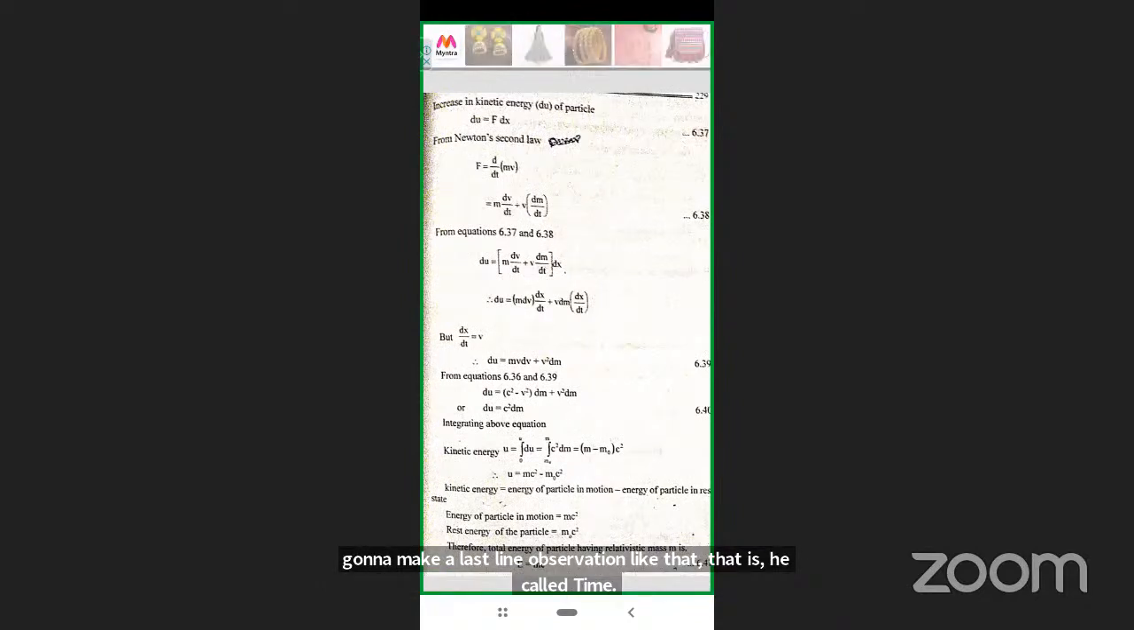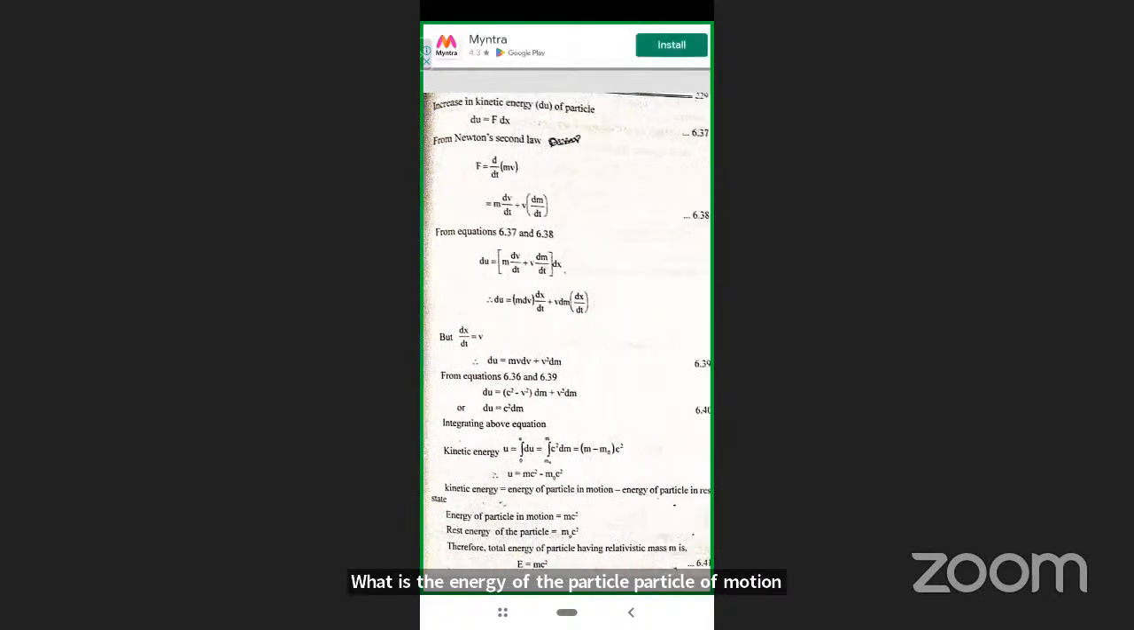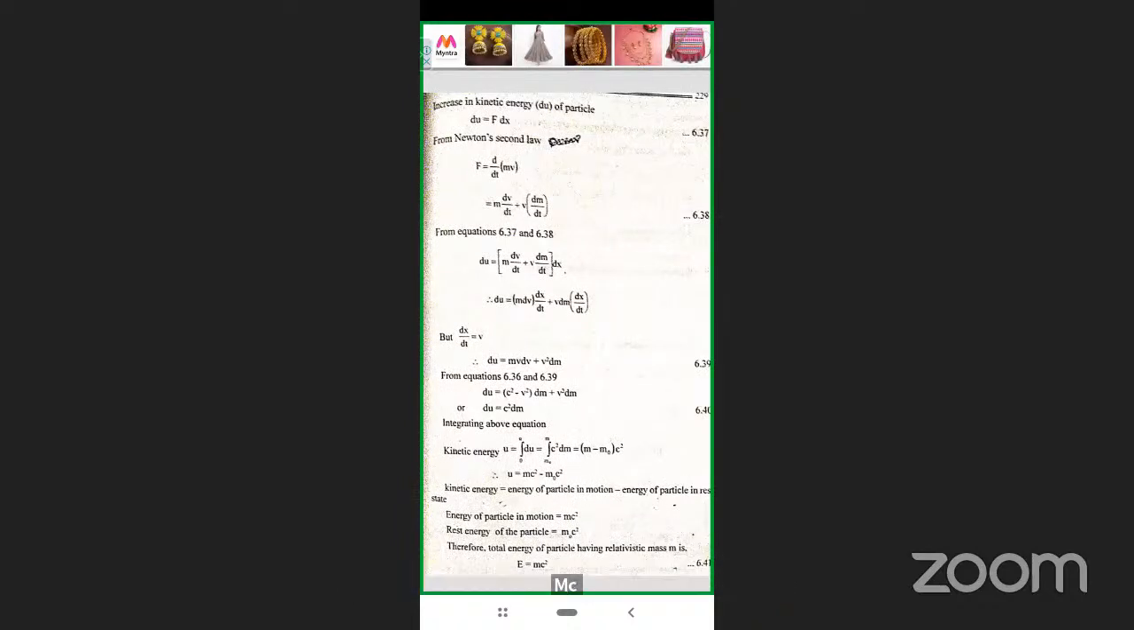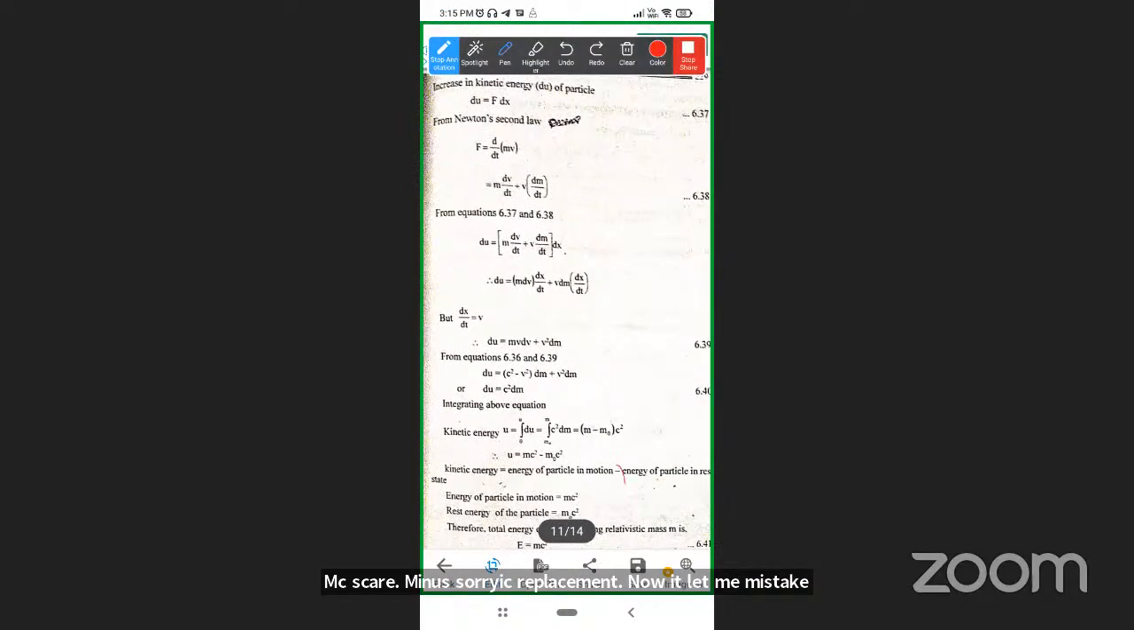So kinetic energy is equal to energy of a particle in motion minus energy of a particle at rest. What is the energy of a particle in motion? mc square minus m naught c square, sorry, here there should be a plus, my mistake, printing mistake, this is plus. So the energy of the particle is mc square minus m naught c square, this one is m naught c square. So when this mc square cancels, we get u equal to mc square.